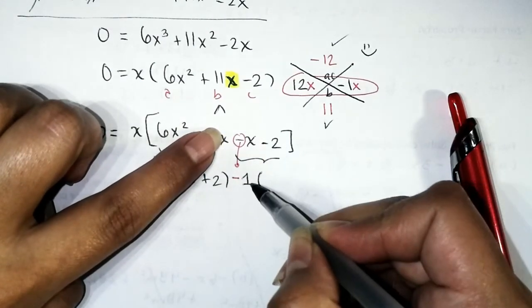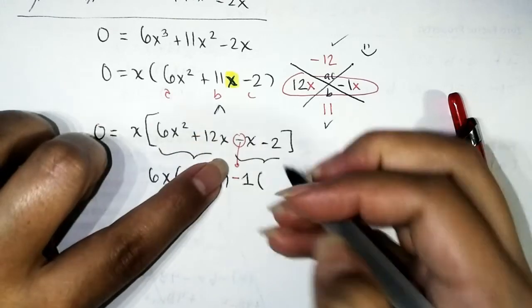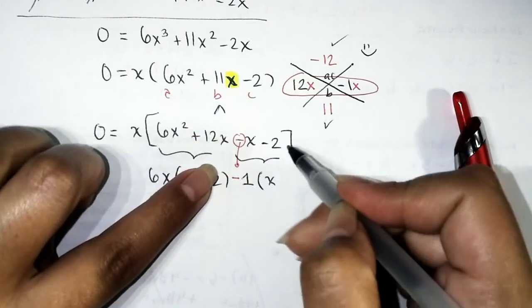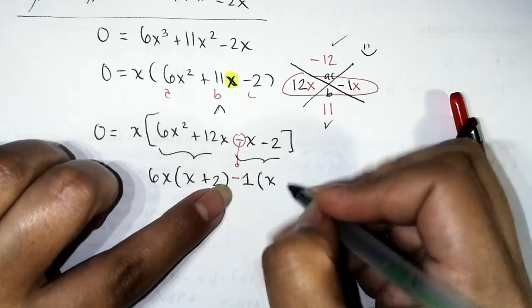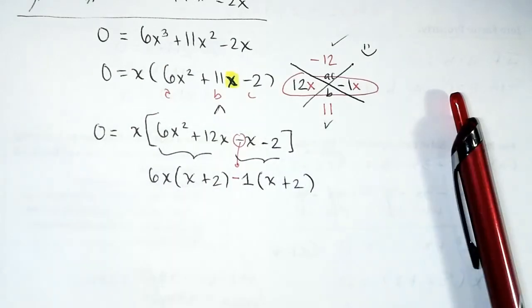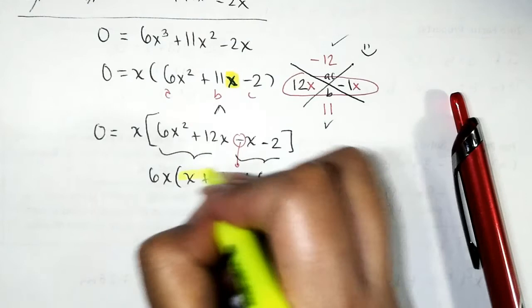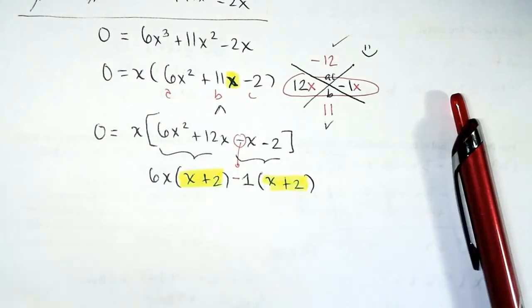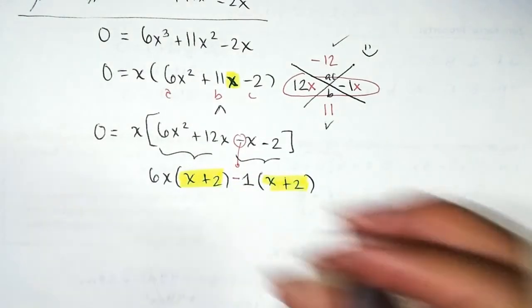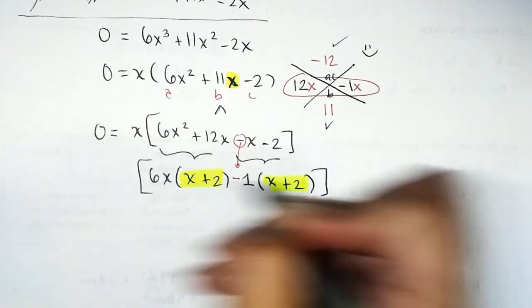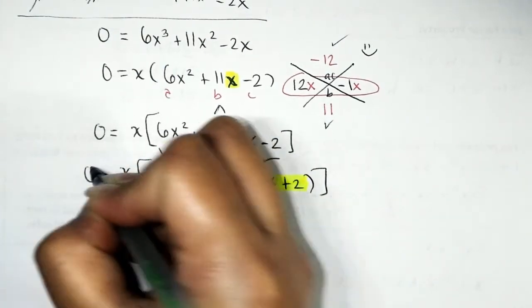First term over common factor, negative x over -1 will leave us with x. -2 over -1 will leave us with 2. So as expected, the binomial factors match, so we're good to go. Let's bring down the rest of the problem. So this is being multiplied by x, and that is set equal to 0.